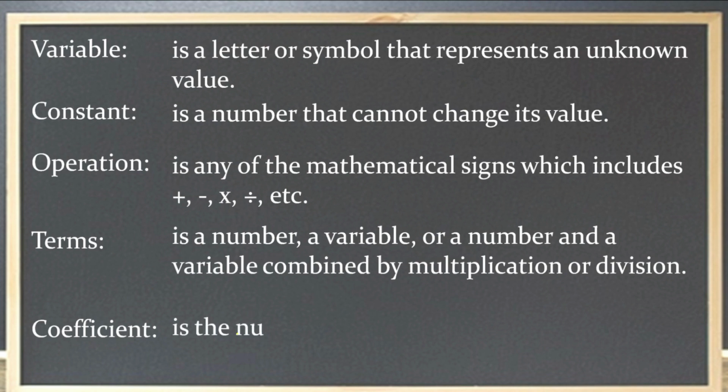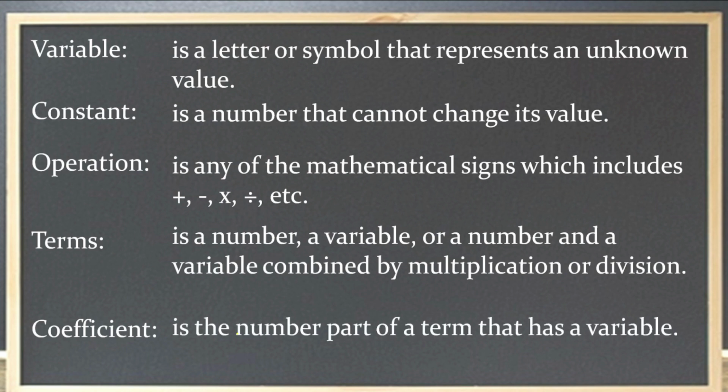And coefficient. A coefficient is the number part of a term that has a variable. Okay, so if you have a term that comprises a number and a variable, the number part is what we call the coefficient, and the letter part is the variable. Okay. All right. So let us see this example.